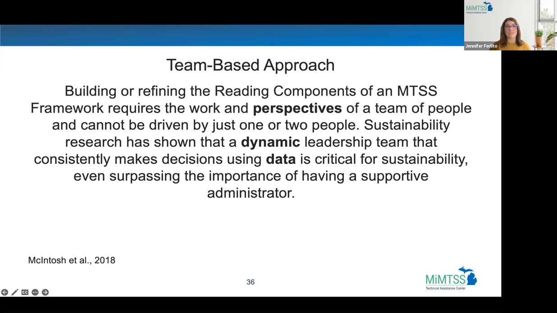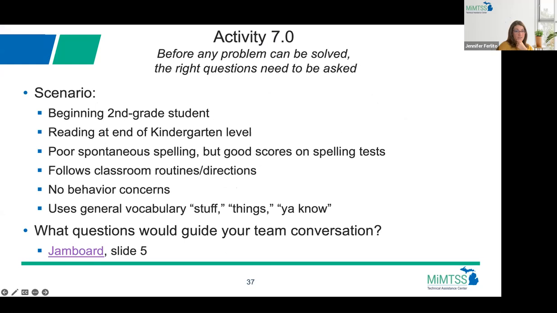So we are going to do another Jamboard activity. If you click on the link in the Jamboard, we're going to go to slide 5. So at the top, you can scroll over. But before you jump into the Jamboard, let's just talk about the activity first.